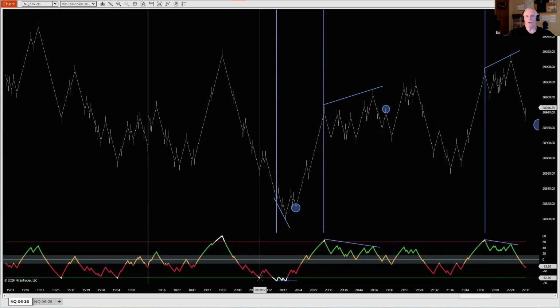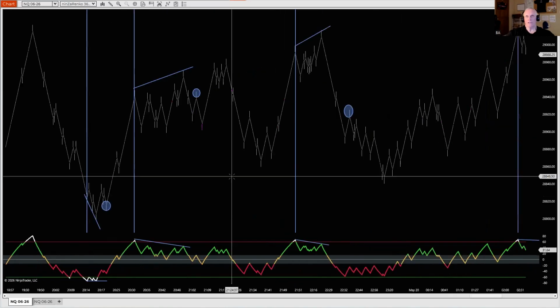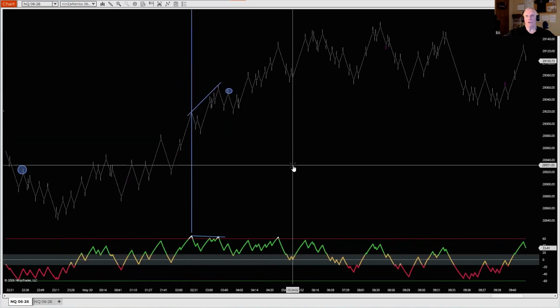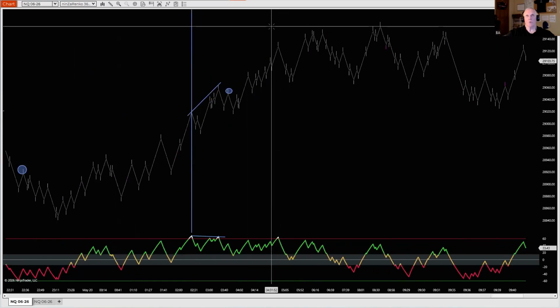Now we're looking here and then here for a bullish trade setup. So it just repeats over and over again. But here's one more. Let's mark this out in the overnight session.